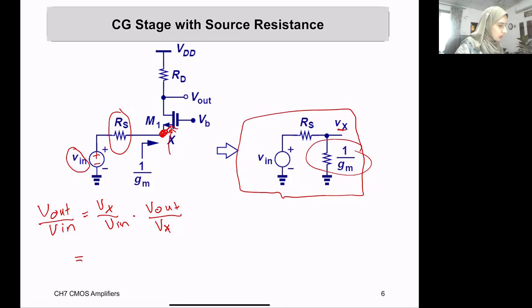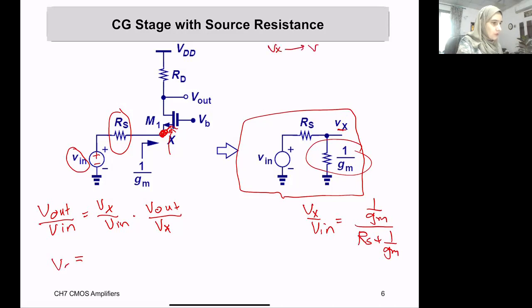Okay. So now Vx over Vn, from here it's kind of a voltage divider. So Vx over Vn is equal to 1 over Gm divided by Rs plus 1 over Gm, a voltage divider. Okay, now this is the Vx. Now going from Vx to Vout, it's just like the common gate stage from the input till the output. And therefore Vout over Vx will equal the gain of the common gate, which is Gm Rd.